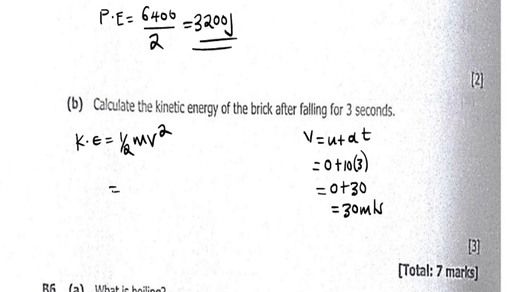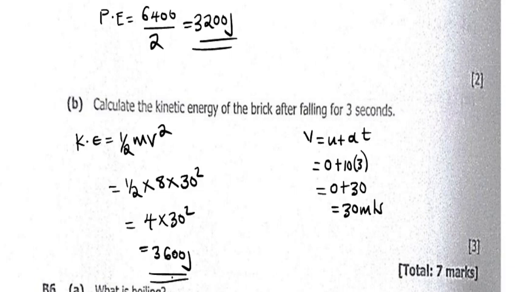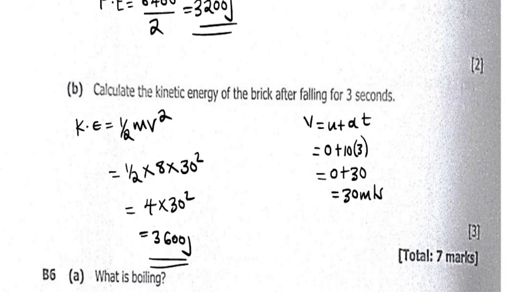That is our velocity. So I'll say half our mass. Our mass was 8 kilograms, our v is 30, and it is squared. Half of 8 is 4 multiplied by 30 squared. What do we get when we say 4 multiplied by 30 squared? We should get 3,600 joules. So that one should be our kinetic energy. That is how you can go about that one.